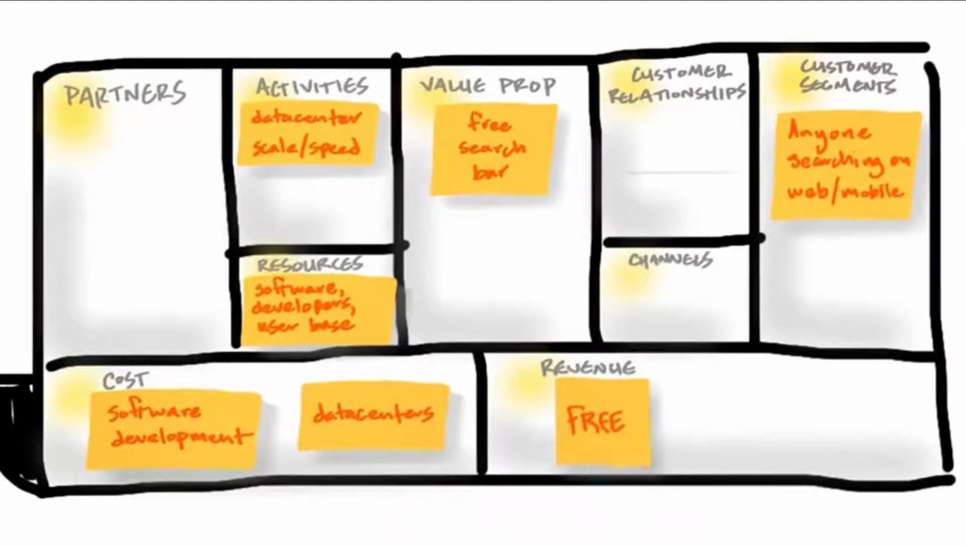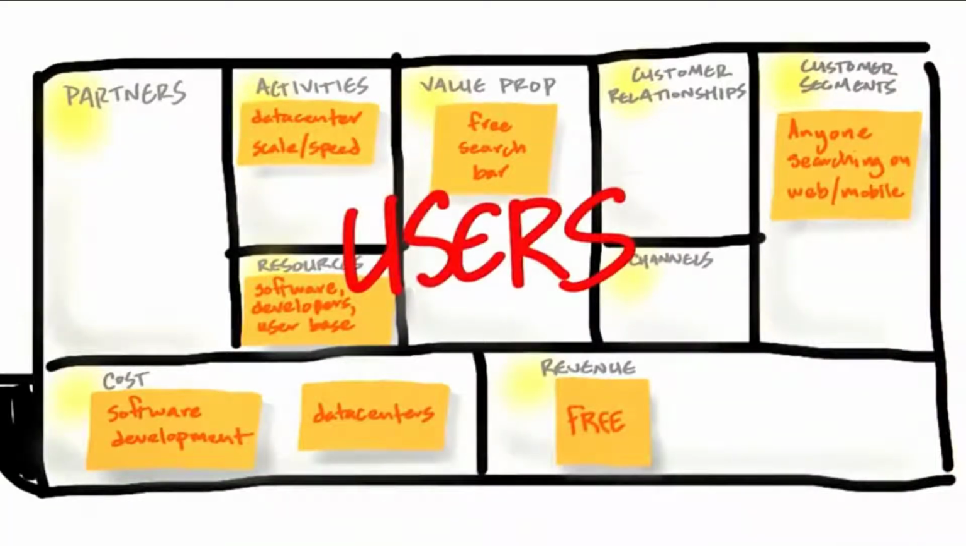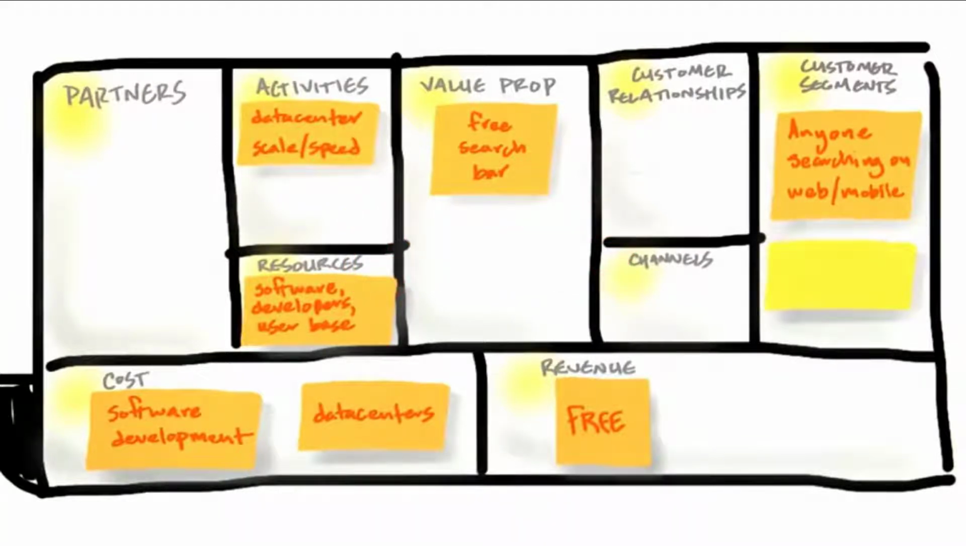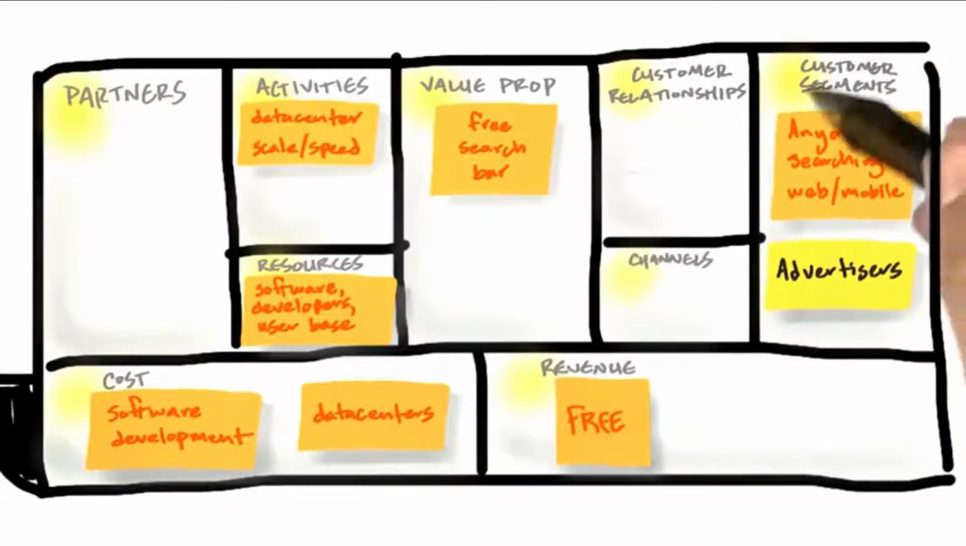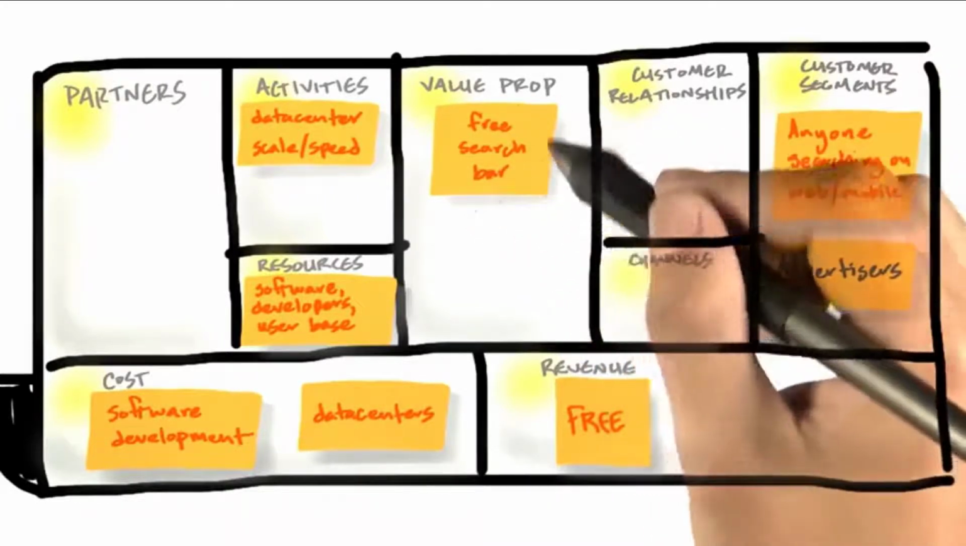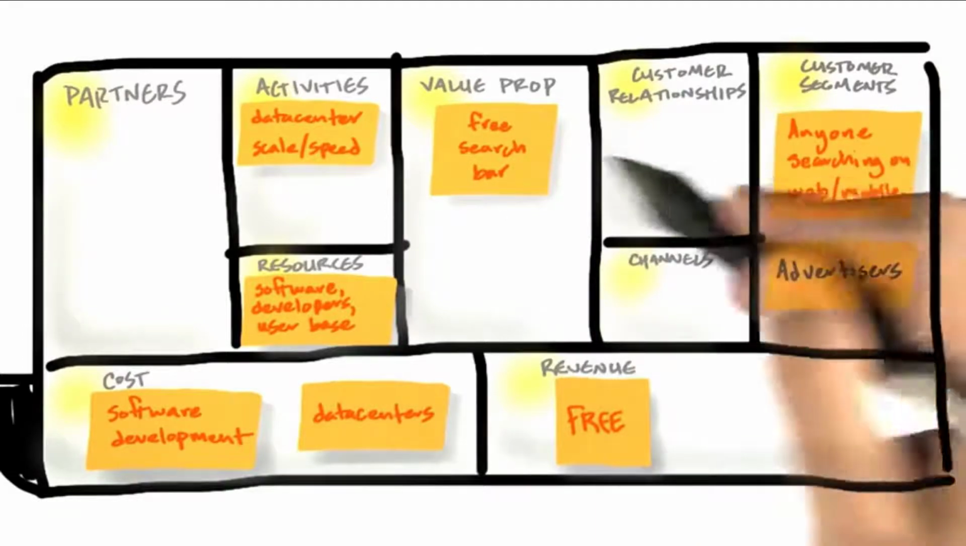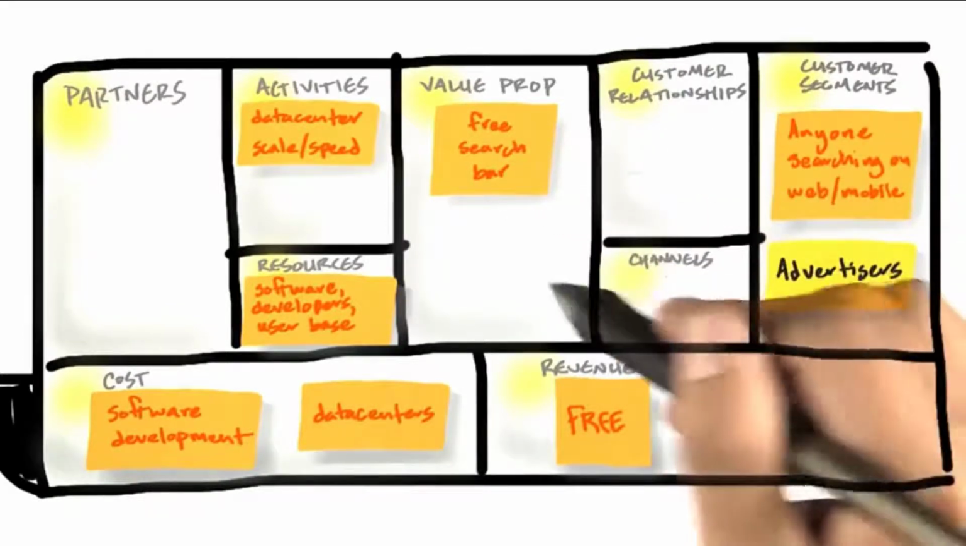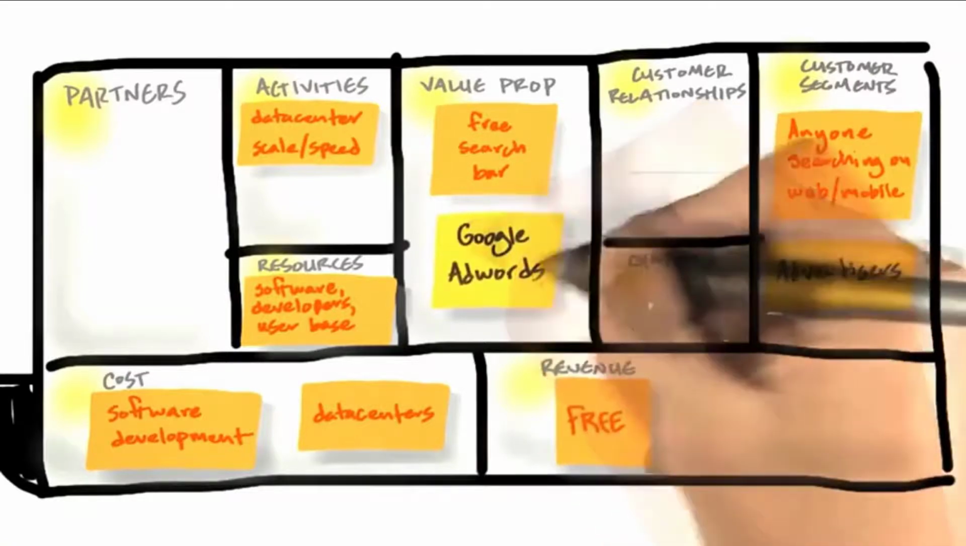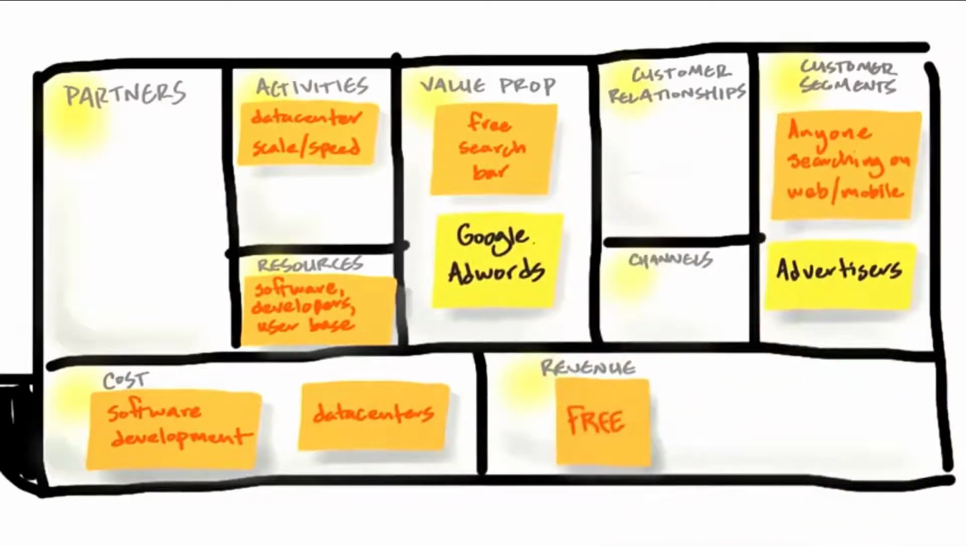Well, think about it. What we've just been doing is Google has been acquiring users, but someone else is paying for this product. And that someone else is a different customer segment called advertisers. So we had users here, but we now have payers here. Now, what's really interesting is for every customer segment, we have a value proposition. We had a free search bar for the users, but for the advertisers, we have a completely different product. We have Google AdWords.